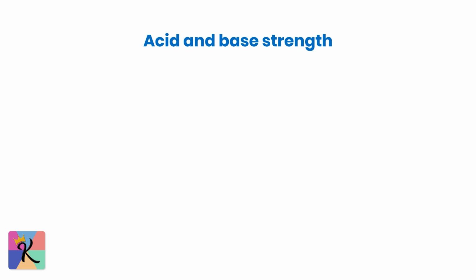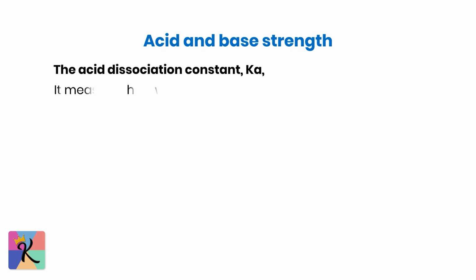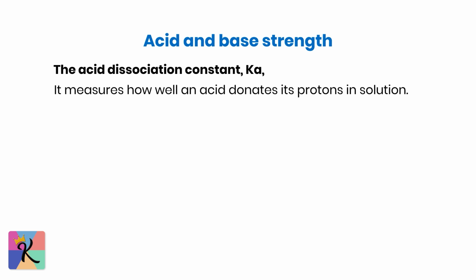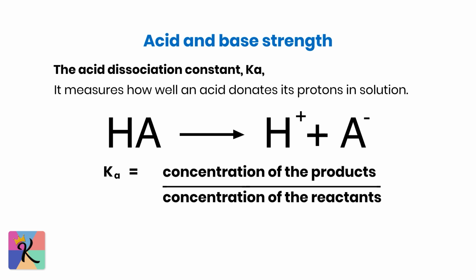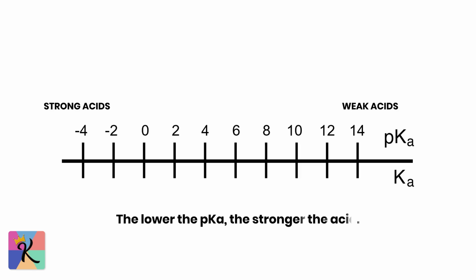Now, let's talk about acid and base strength. The acid dissociation constant, Ka, measures how well an acid donates its protons in solution. For any acid HA dissociating into H+ and A-, the Ka is given by the concentration of the products over the reactants. The pKa is simply the negative logarithm of Ka. The lower the pKa, the stronger the acid.